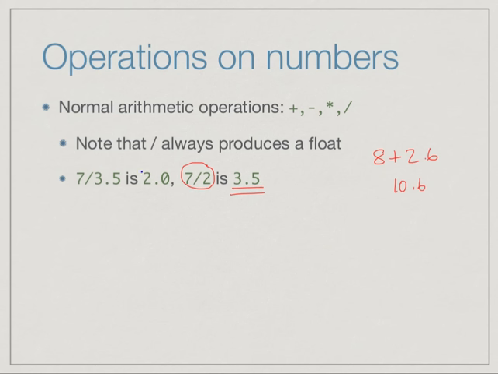But division always produces floats. So 7 divided by 3.5 is an example of a mixed expression where I have an int and a float, and this division results in 2.0, and 7 by 2 results in 3.5.